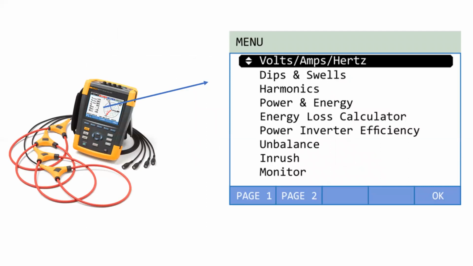Here's an example of a menu for such an item: dips and swells, harmonics, power and energy loss calculator. A lot of them even have power inverter efficiency, so we can hook it up to an inverter and see how efficient it is. Unbalanced inrush, so how many amps is the motor drawing at inrush? And then just generally volts, amps, and hertz.